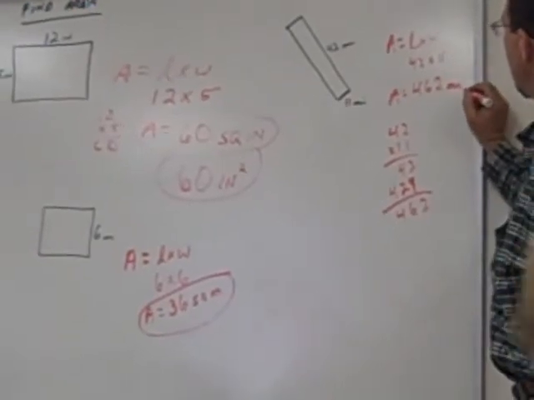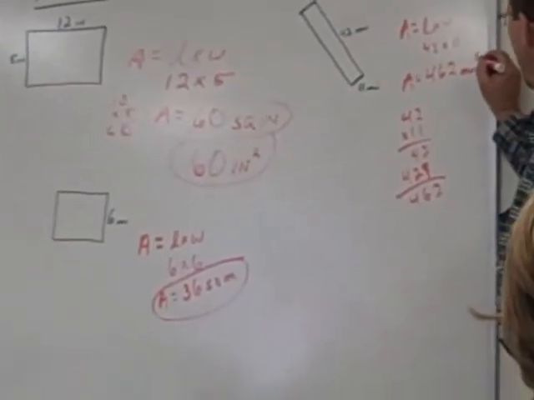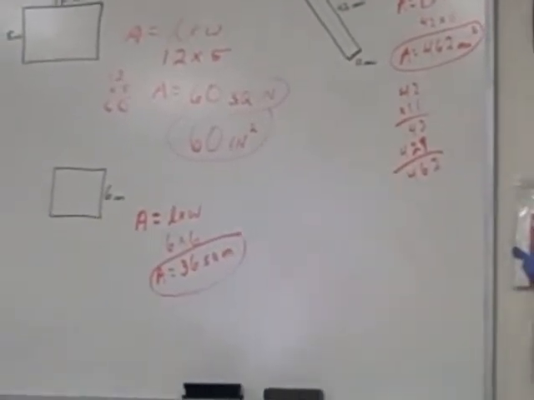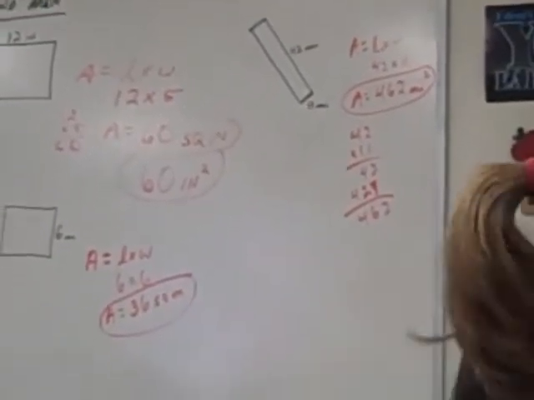Square. What's MI? Miles. Miles squared. Now that time I used the little 2. Is that okay? Yes, that's okay. All right. We okay with that?